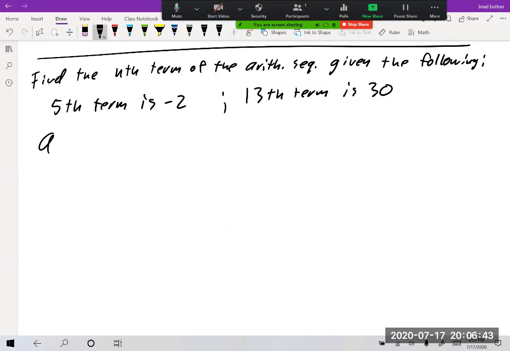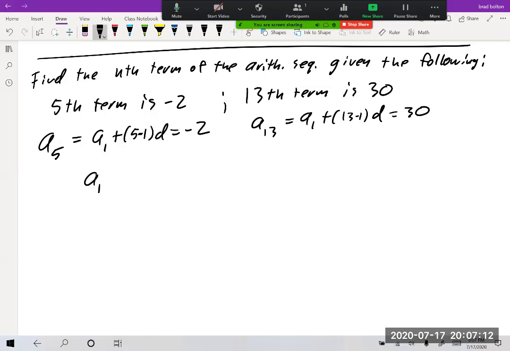Okay, so hopefully you guys did the same thing as last time. A sub 5 is equal to a sub 1 plus n minus 1 times d, and we know that has to be negative 2. This one is a sub 13 equals a sub 1 plus, oops, it's not n minus 1 because we actually know it's 5 minus 1, and this would be 13 minus 1 times d. So then this has to equal 30. So now a sub 1 plus 4d is equal to negative 2, and a sub 1 plus 12d is equal to 30. Let's write our system of equations.